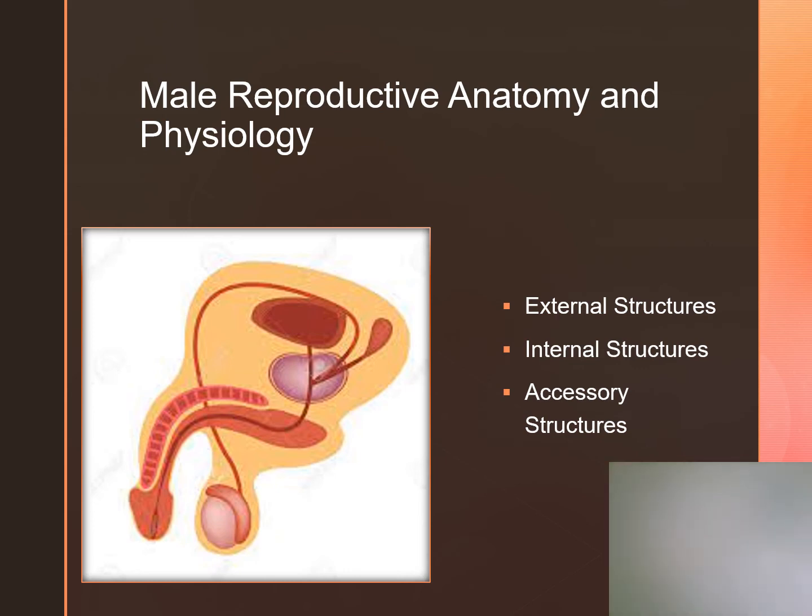Sperm will form within the seminiferous tubules, and the epididymis will store the sperm until it matures. The vas deferens is the tube in which the sperm travels to the urethra.